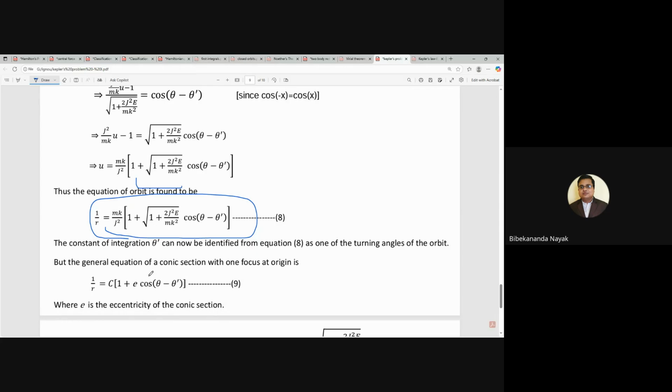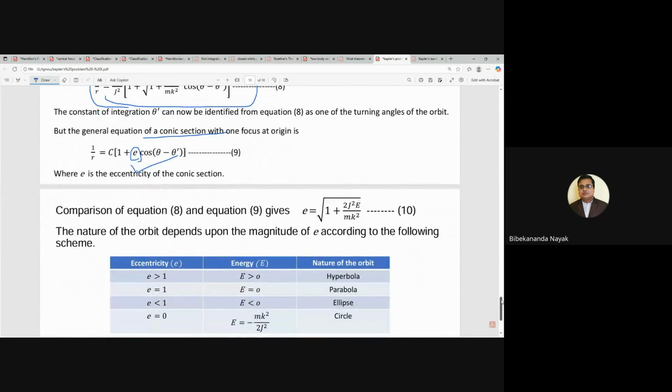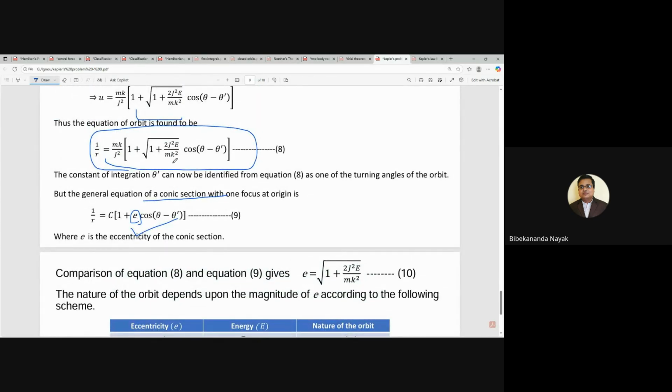And comparing with the equation of a conic section, which is known from Class 12, 1 by r represents a conic section. Then it will be C(1 plus e cos(theta minus theta prime)), where this small e is known as eccentricity. And depending on eccentricity, we know whether it is a circle, ellipse, parabola, or hyperbola. So eccentricity, comparing these two, we can say e is root over 1 plus 2EJ square by mk square.